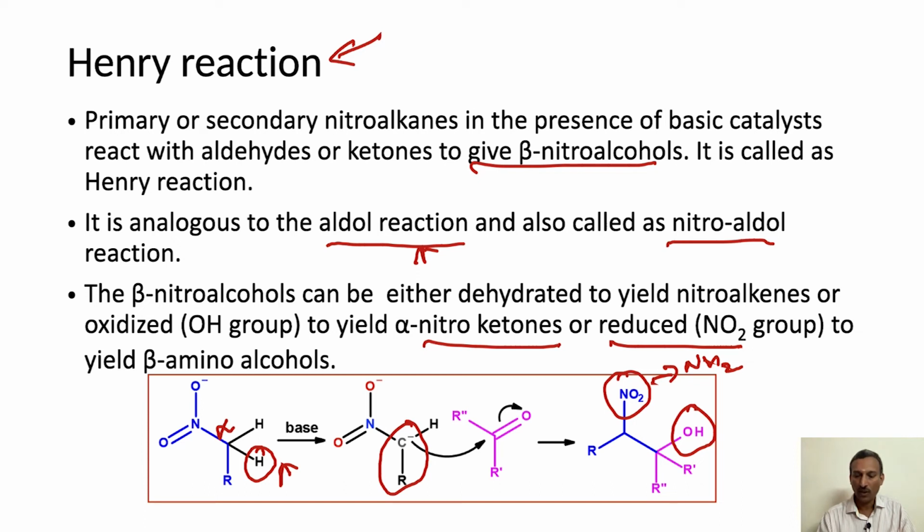And now the hydroxy group, if it is present on a secondary carbon, then we can actually oxidize this to the ketone. So the nitro group remains intact, and the hydroxyl is converted to the carbonyl group. If it is a hydroxy unit, that is a secondary alcohol, we oxidize that to the carbonyl compound, that is, the alpha nitroketone is formed.